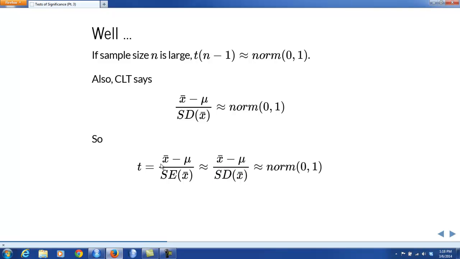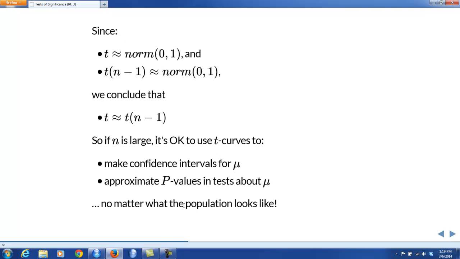The upshot is that the ratio that makes up the t-statistic as a random variable should behave a whole lot like this ratio here, this standardized ratio. If the standardized ratio is approximately normal 0, 1, then the t-statistic will also be approximately normal 0, 1. So, we've been able to argue that at large sample sizes, the t-statistic will be approximately normal, with mean 0 and standard deviation 1. But we also have seen with the t-explore app that at large sample sizes, the t random variable is approximately normal 0, 1.